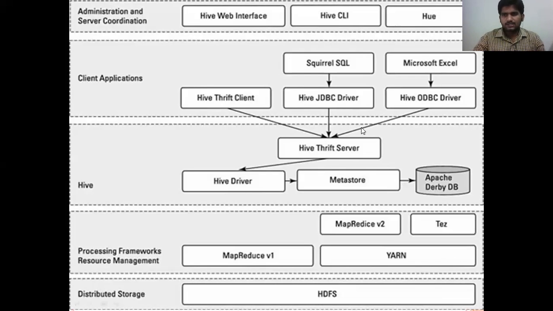What is the CLI? Command line interface. Hive's command line interface and HTTP. So that is the Hive user interface. What does command line interface mean? It is where we are going to execute the commands. One statement at a time we are going to execute. I will show you that here.